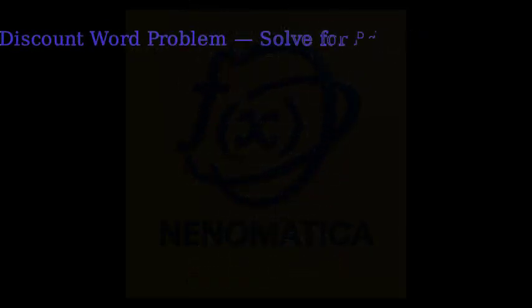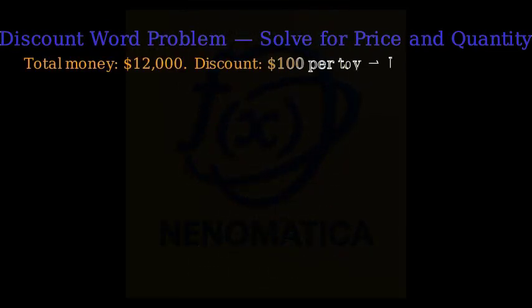In this lesson, we solve a classic algebra word problem using a clear diagram and step-by-step equations. We are told, Mr. Ahmad bought several identical toys for a kindergarten. The total money spent was $12,000. If the seller discounted $100 on each toy, he could have bought 4 more toys with the same total money. Find the original price per toy, and then the number of toys.